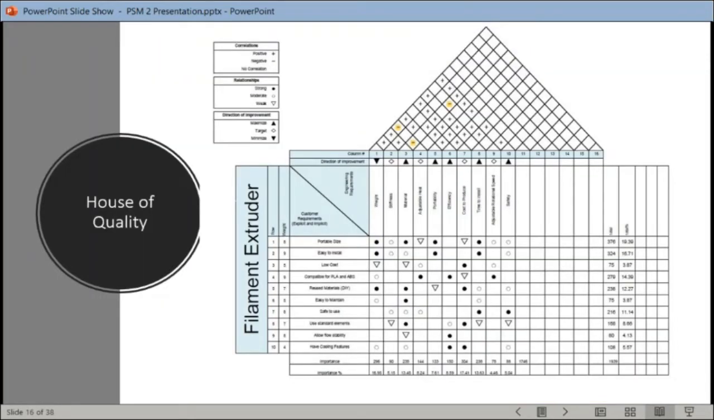For the House of Quality table, there are 10 criteria and 10 engineering characteristics listed in the HOQ table. The highest score in this table is the cost to produce, which shows its importance in this design of the filament extruder.